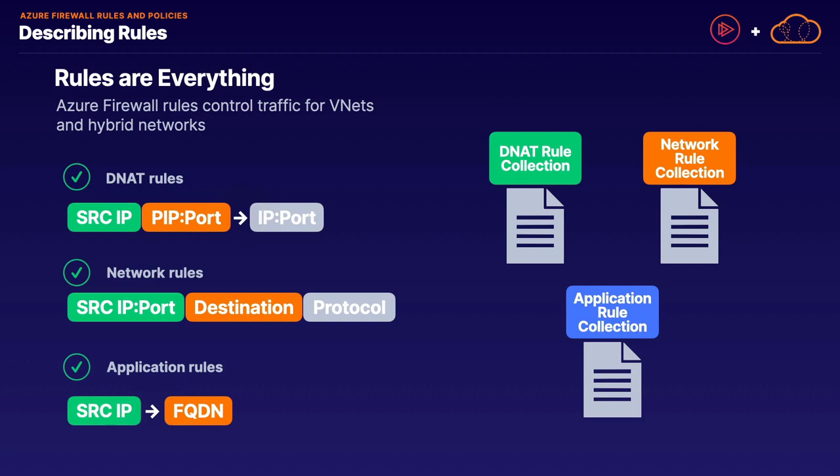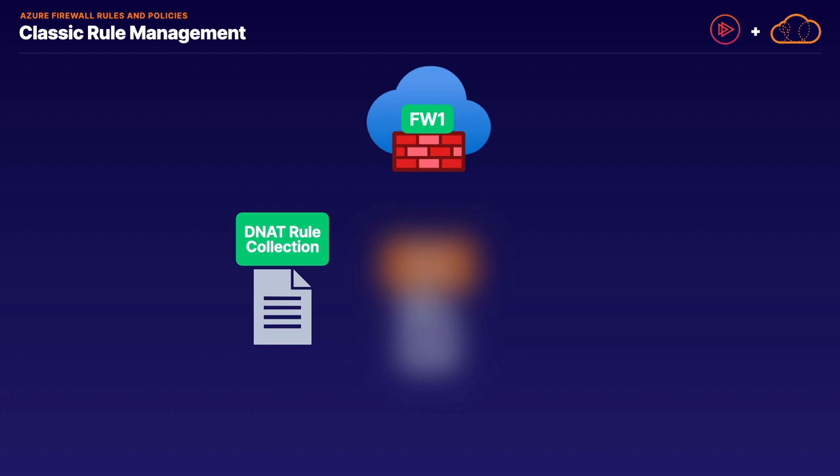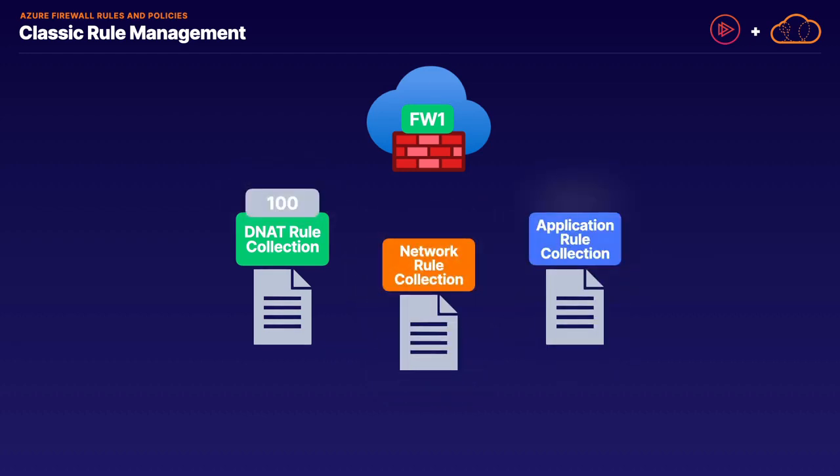Now that we understand the rules that are in play, let's quickly just refer back to classic rule management. In classic rule management of our firewalls, we have our firewall resource. And then we would have our DNAT rule collection, our network rule collection, and our application rule collection. And each of these is going to have a priority, right? They could all have the priority of 100. And we could have multiple rule collections for each type. So multiple DNAT rule collections, network rule collections, and application rule collections.